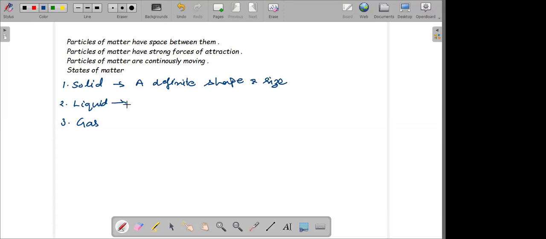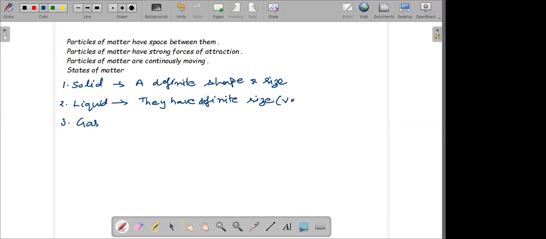Liquids have the ability to flow, and they take up the shape of the container. Liquids have a definite size, but not shape. They take up the shape of the container in which they're kept. So they have the definite size, but not shape.